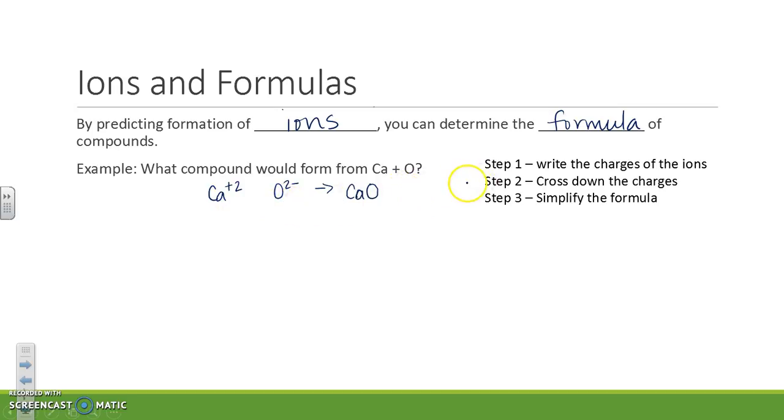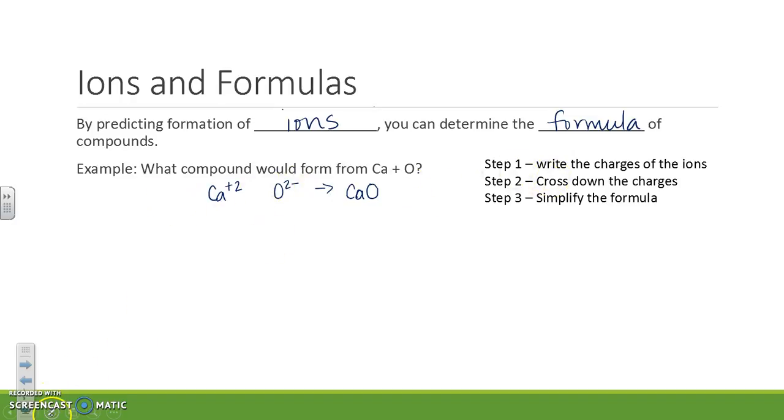CaO, because we have 1 calcium for every 1 oxygen. Well, an easier way to do that is what we call the crisscross method. And rather than having to figure out how many of each you need, you just write down, step 1, write the charges of the ions. So calcium with a positive 2 and oxygen with a negative 2.